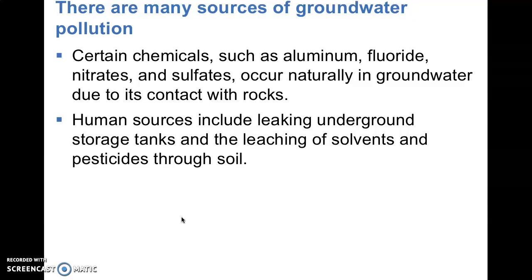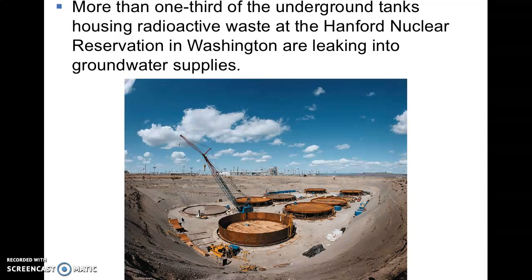The EPA has actually set up a campaign to dig up and repair leaky tanks. One third of the underground tanks housing radioactive waste at the Hanford Nuclear Reservation in Washington are leaking into the groundwater supplies. They have been able to tell that these tanks are leaking radioactive compounds, which is not good. This was built in the 1940s, and we've spent billions of dollars on remediation efforts here.